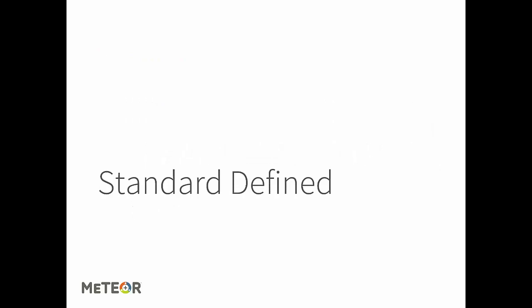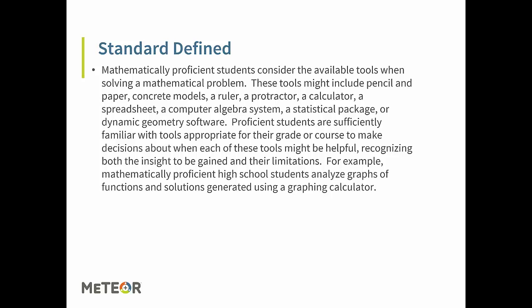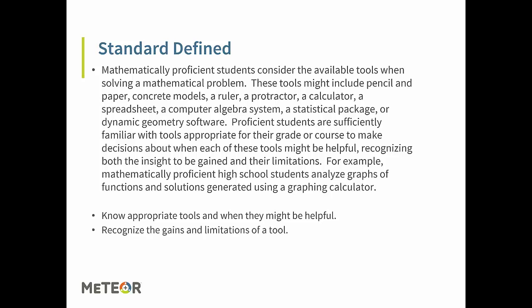As you can see, Math Practice 5 is calling for strategic use of tools and covers several habits that students should be proficient in. Let's break down each section so we can fully understand each of these proficiencies. The first statement in this practice demands that students know the appropriate tools and when they might be useful. They should recognize the gains and limitations of a tool, and proficient students always do the math, not letting the technology do it for them.